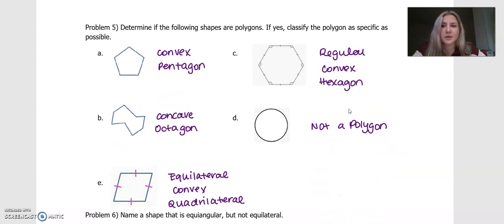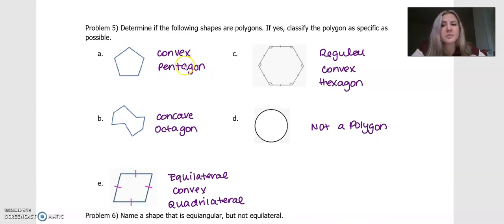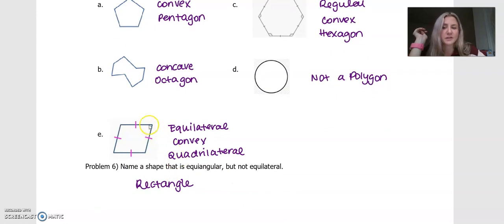And then here are some examples of polygons. Convex pentagon. All of the angles are pointing outside and it's got 5 sides. A regular convex hexagon. Regular because it's got both congruent sides and angles, and then you can count the sides. It's a hexagon. This one's not a polygon. It's a circle, right? There isn't a straight side. It's one curved segment, so it's not a polygon. Concave octagon, it's pointing inwards. Equilateral, because all I know is those sides are congruent. And then convex, they're pointing outwards. Quadrilateral, it has 4 sides.